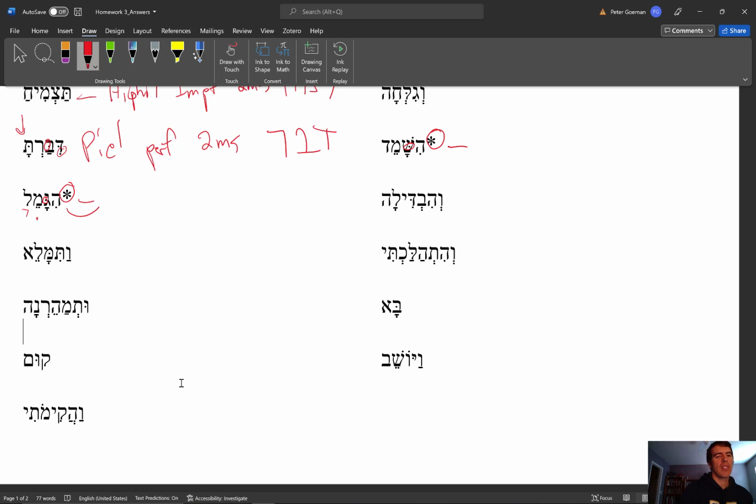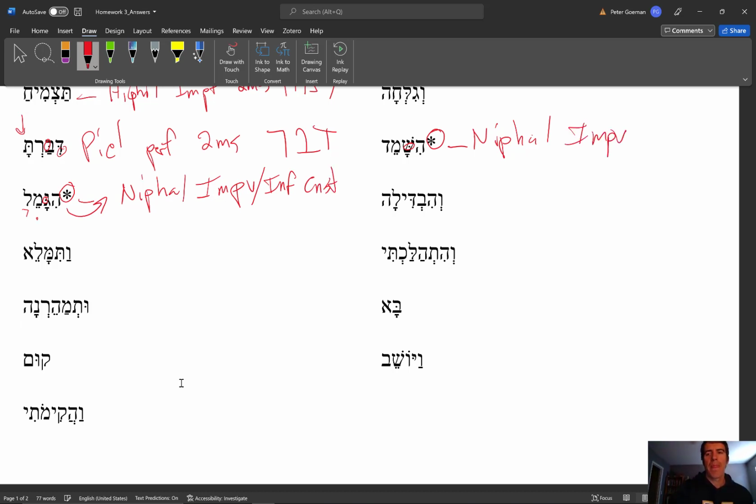But this is just something to know, is that the nifal in the imperative and in the infinitive construct are going to have the hey prefix. Infinitive construct. So that means, and if it's an imperative, it's going to be 2ms because there's no ending. And then, whoops, that is terrible. But gamal and shamad.